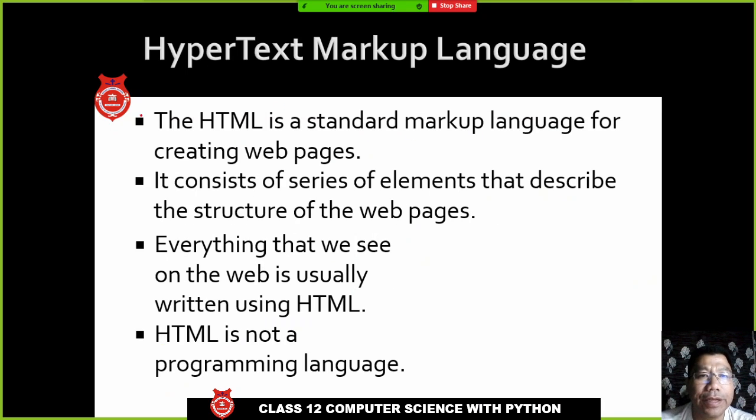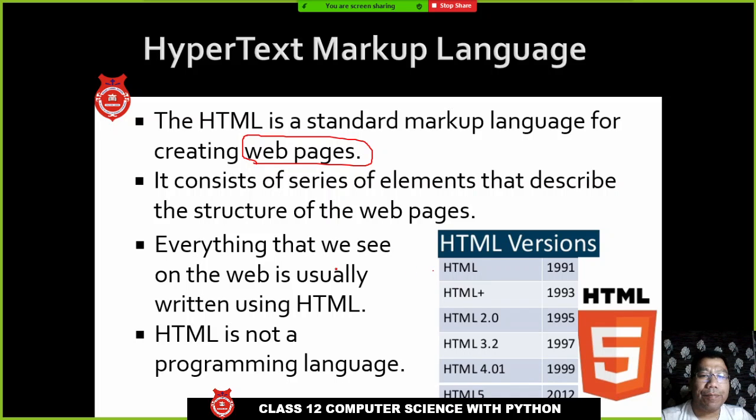And the next one is Hypertext Markup Language. This is HTML. This HTML is a markup language for creating web pages. If you want to design a website, you have to learn HTML first. It consists of a series of elements to structure the web pages. Everything that you have seen on the internet is usually made up of HTML. But you have to know that HTML is not a programming language. It is a scripting language, or it is a markup language.